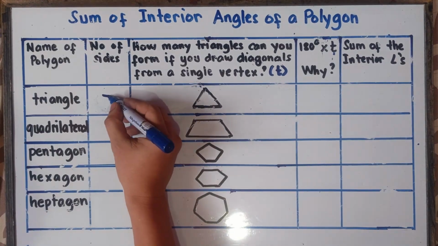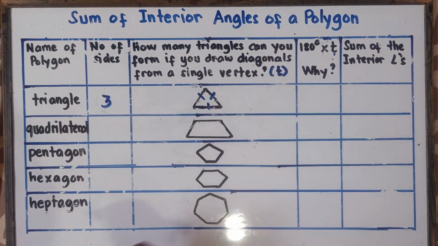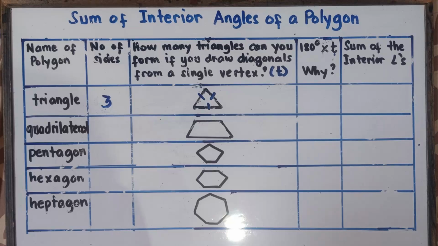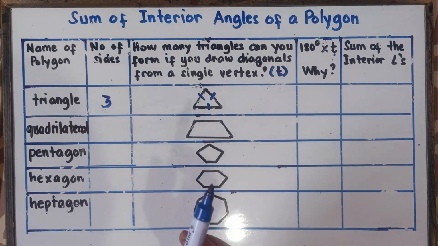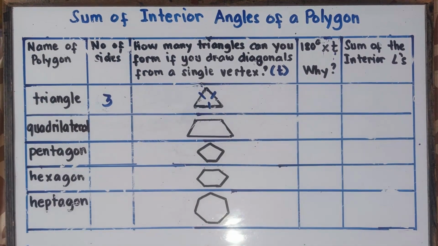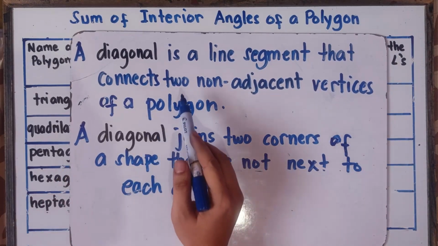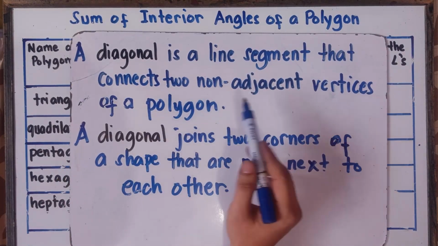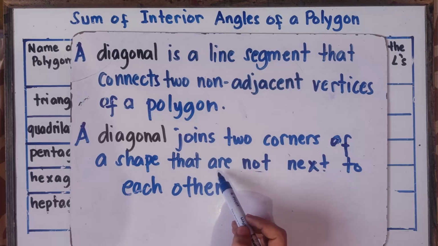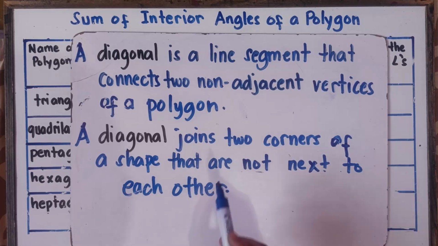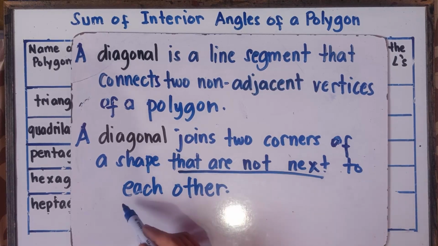There would be 3 sides. So triangle has 3 sides: 1, 2, and 3. Now, how many triangles can you form if you draw diagonals from a single vertex? What do you mean by diagonals? A diagonal is a line segment that connects two non-adjacent vertices of a polygon. A diagonal joins two corners of a shape that are not next to each other. Once again, class, remember this: not next to each other.